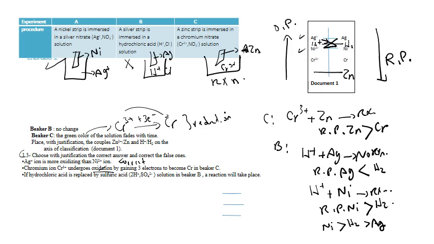For part 3, if hydrochloric acid is replaced by sulfuric acid, a reaction will take place. We should know that hydrochloric acid and sulfuric acid, the two acids, contain H+, and H+ is the ion that can react with the metal. So if H+, which is present in hydrochloric acid, does not react with Ag, then H+, which is present in H2SO4, will not react either. So this statement is false. No reaction can take place.